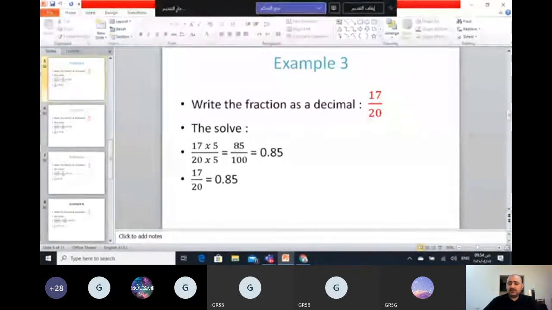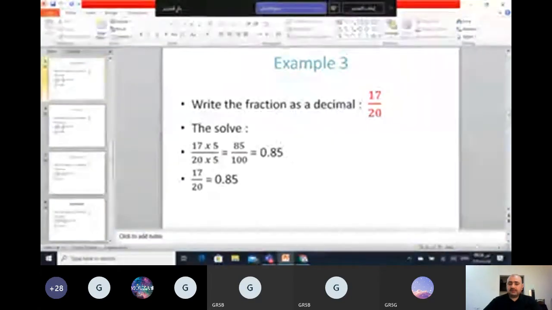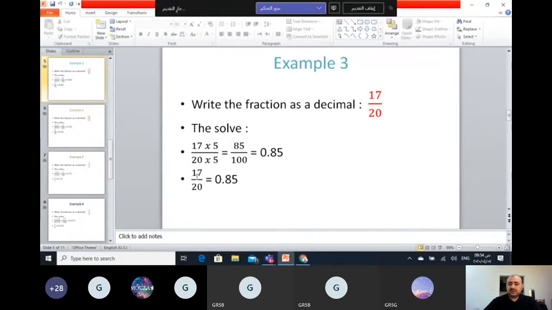What's the meaning of 85 over 100? It means I have 85 parts of hundredths. So put 85 in the hundredths digit. Put the point; after the point we have 2 digits to get the hundredths digit. So 85. Then, as you see, we don't have a whole number, so put 0, meaning no whole number. So the number will be 0.85. So 17 over 20 equals 0.85.